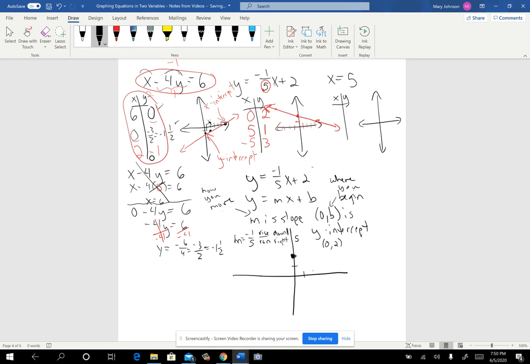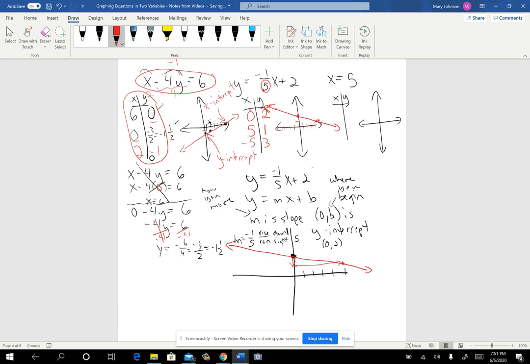So what you would do is go down 1 unit from here. So let me do it in red. So down 1 and to the right 5 units to get to another point on the graph. And then you could connect those to get your line, okay? So that works when you have lines that are in a certain form, okay?